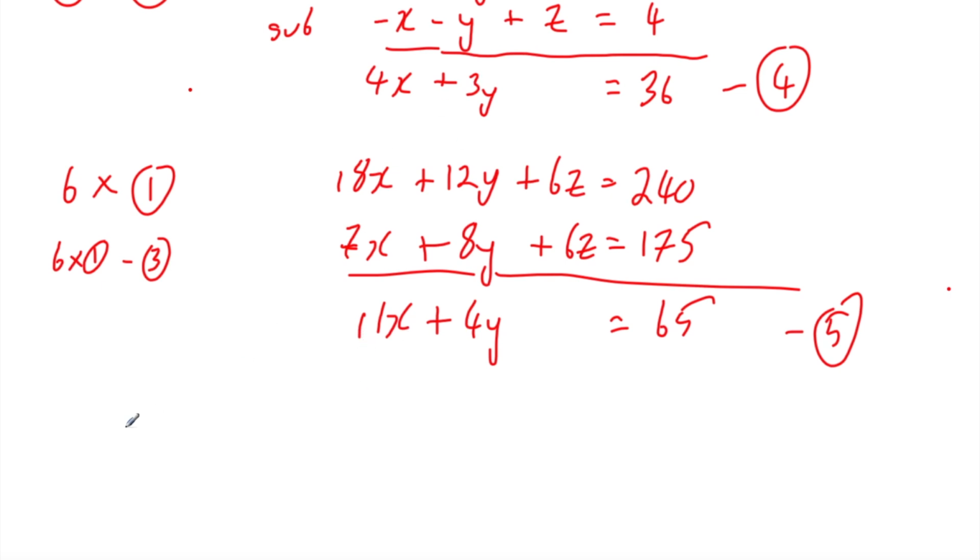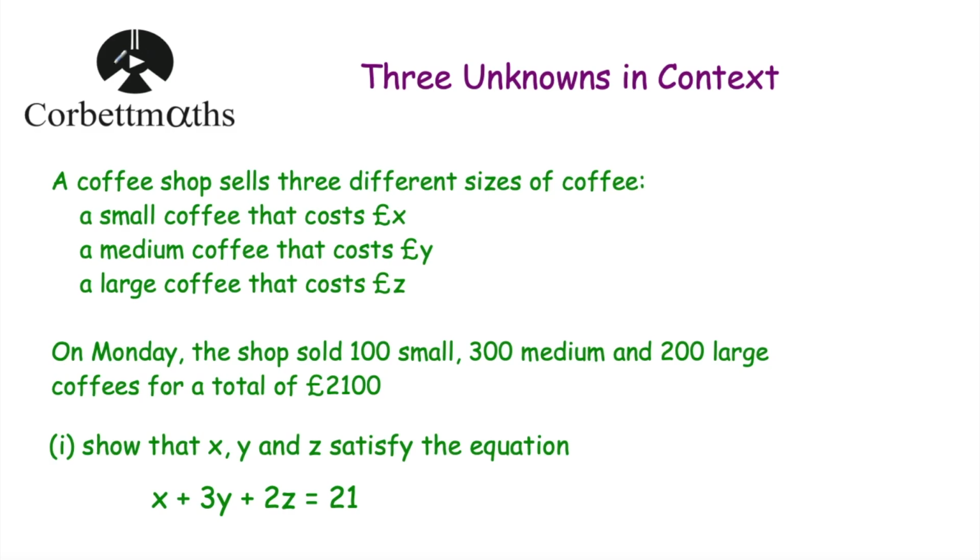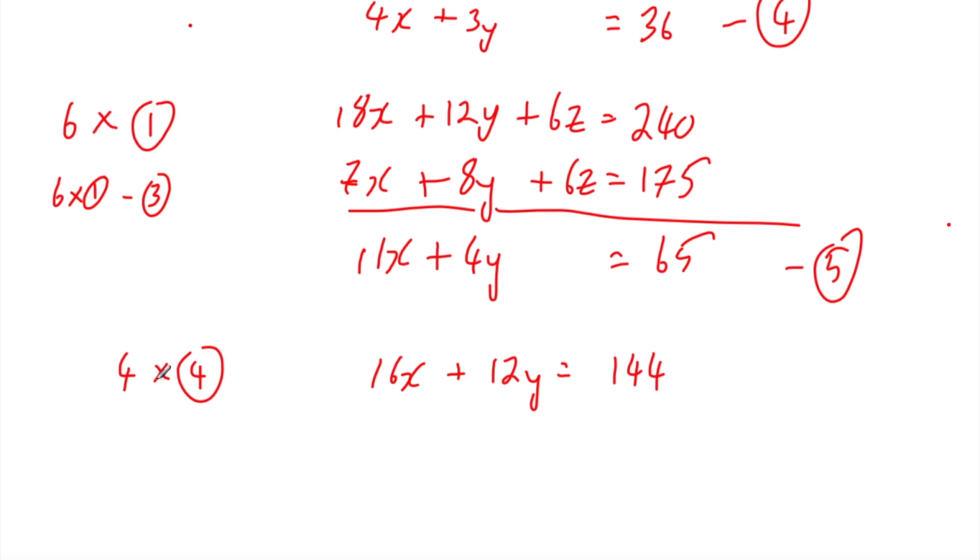But I'm going to do 4 times equation 4 to begin with, because then that will give us our 12y here. So timesing this equation by 4, 4 times 4x is 16x, plus 4 times 3y is 12y, and 4 times 36 is equal to 144. And now if we times equation 5 by 3, so 3 times equation 5, let's see what we get.